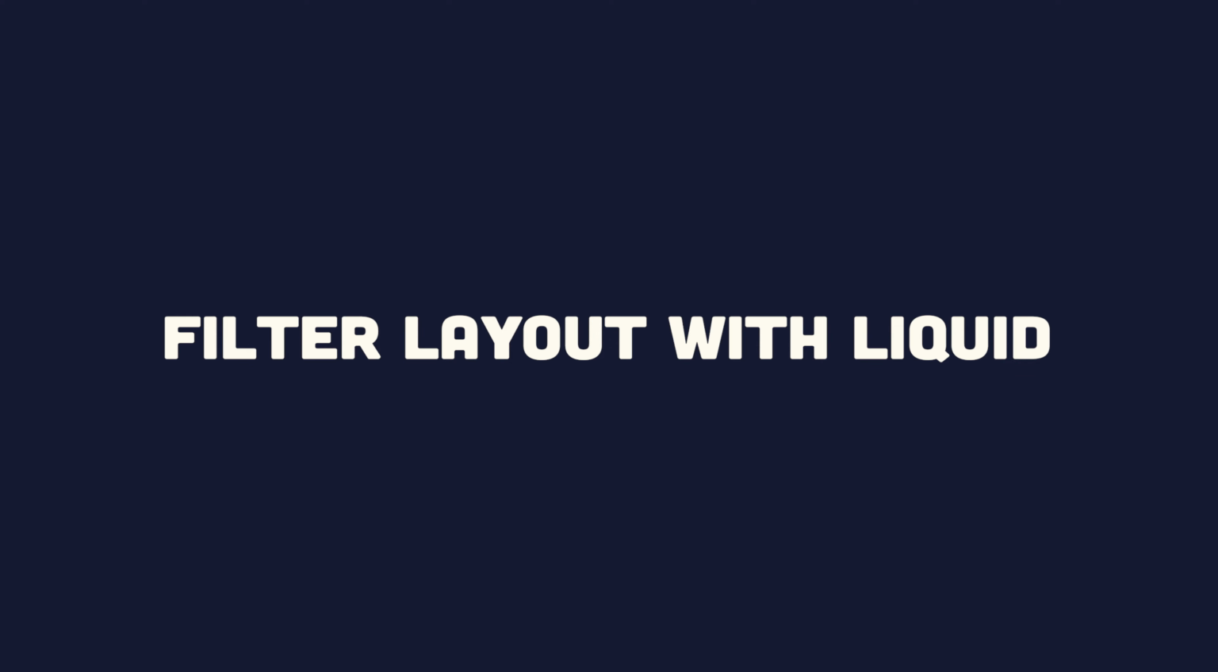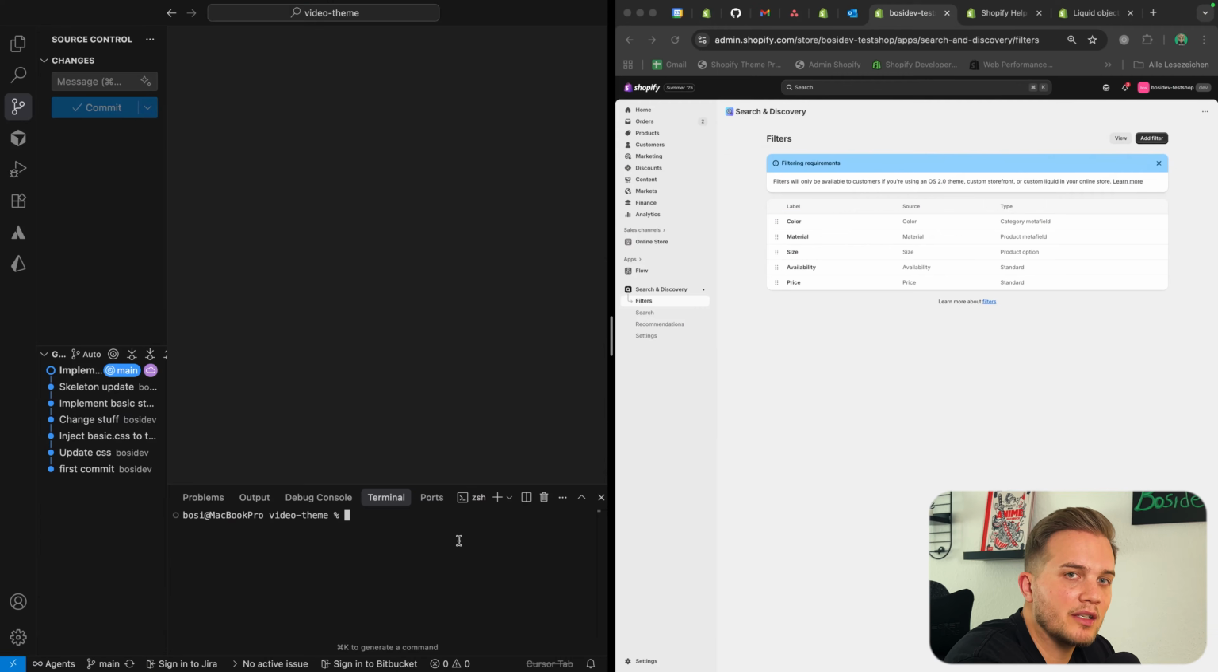Now we have set up the filters in the backend, but how do we get a filtering system in the frontend now? Let me show you. For this, I start a development server. If you don't know how to develop locally on your machine, go watch my video on the Shopify CLI and learn how to do it.